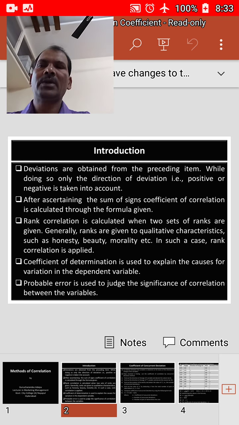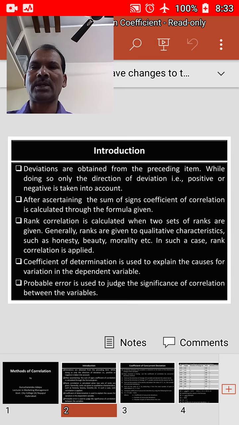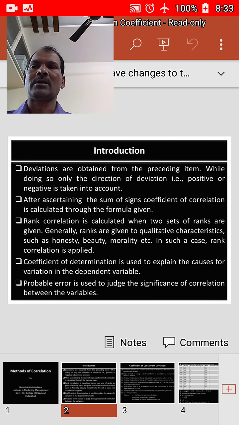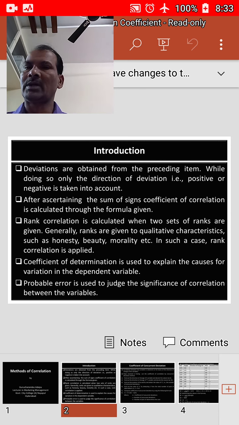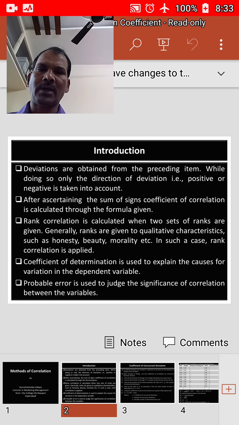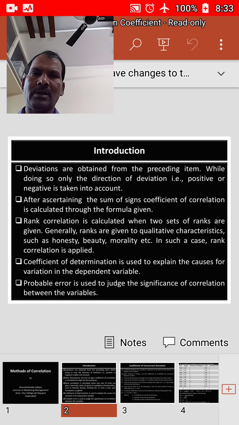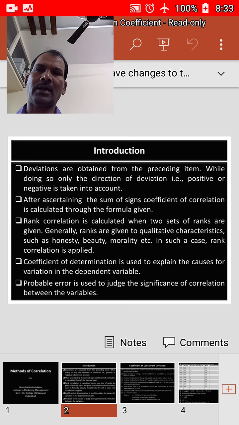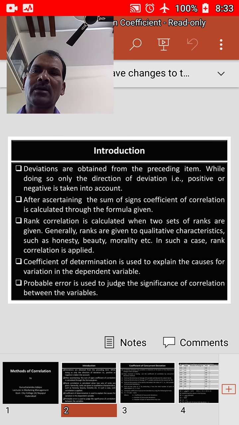Coefficient of determination is used to explain the causes for variation in the dependent variable, and probable error is used to judge the significance of correlation between the variables. We will discuss these in this class. First, we will see coefficient of concurrent deviations.